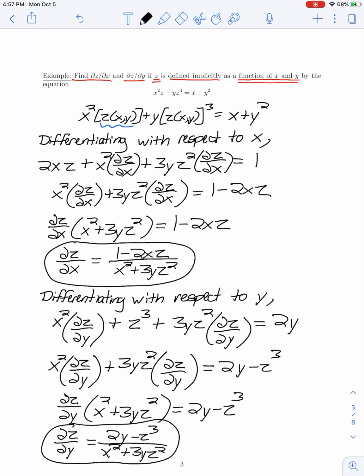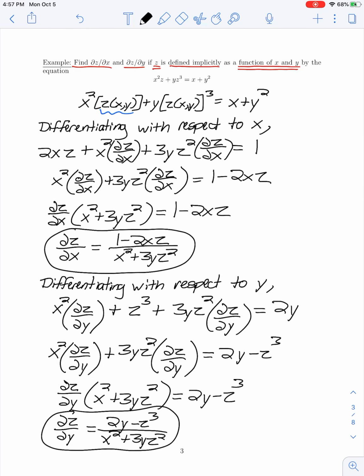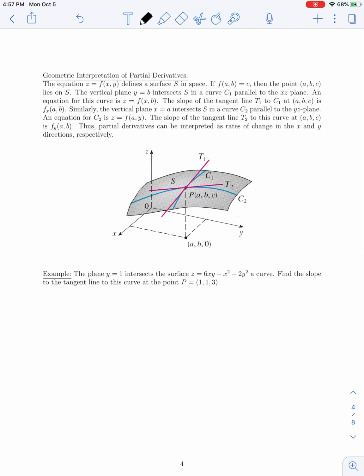So just as we would find derivatives of a single variable function using implicit differentiation, we could find partial derivatives of a function of two variables using implicit differentiation, as long as we're keeping track of which variable is our constant and which is the variable. So the next thing we'll consider in this section is a geometric interpretation of partial derivatives. We've said already that they represent instantaneous rates of change of a function as we make a change in one of its variables, say either x or y. But how about a geometric interpretation?